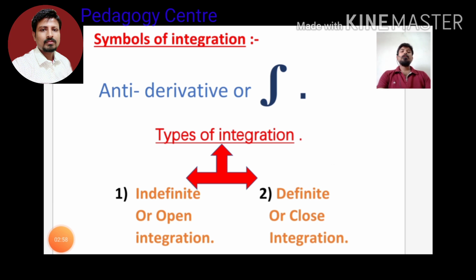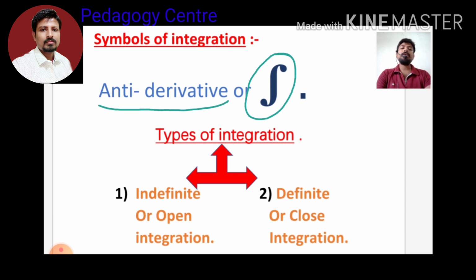So now we will discuss what the symbol of integration is. The main symbol of integration is this. It is like an S, but not a perfect S. And sometimes integration is called antiderivative. So we can take the word antiderivative as a symbol of integration.